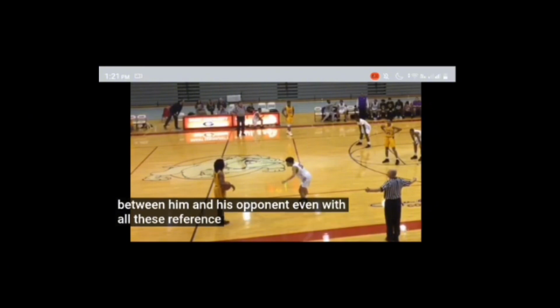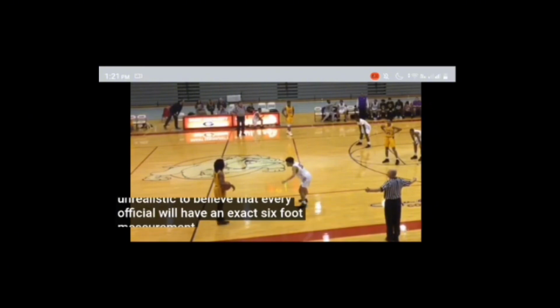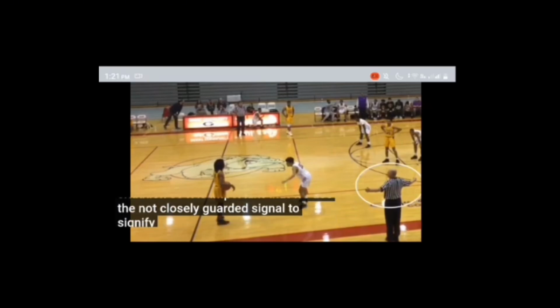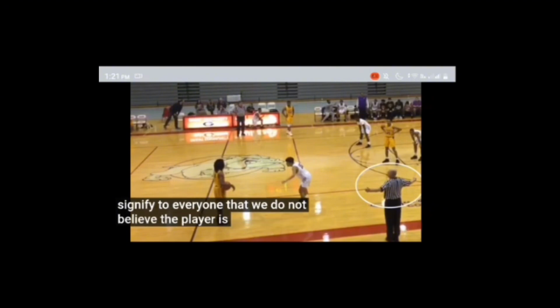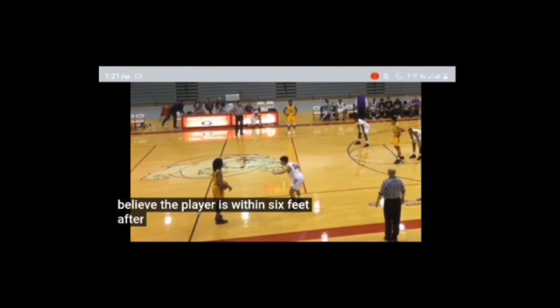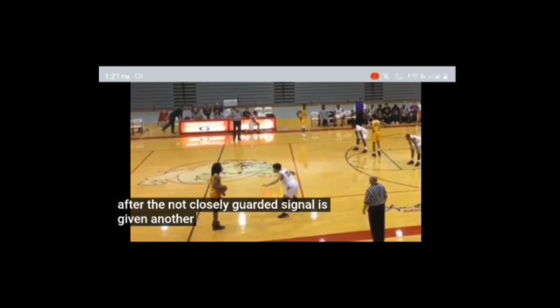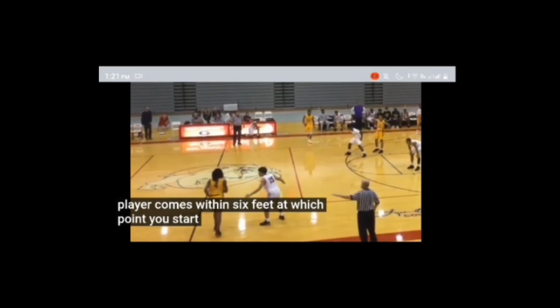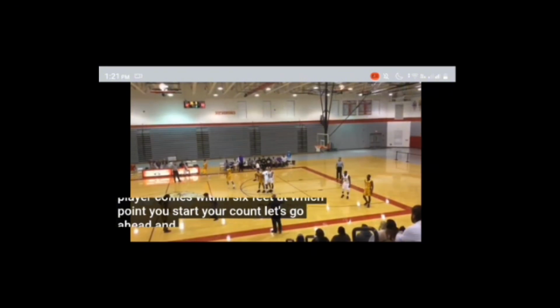Even with all these reference points, it is unrealistic to believe that every official will have an exact 6-foot measurement equal to each other in every situation. So it is important that we use the not closely guarded signal to signify to everyone that we do not believe the player is within 6 feet. After the not closely guarded signal is given, another is not needed until the player comes within 6 feet, at which point you start your count. Let's go ahead and look at it again.